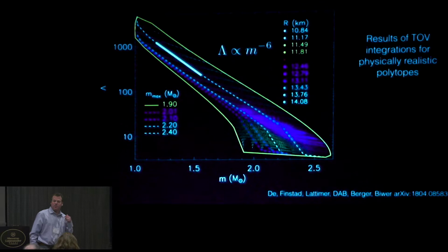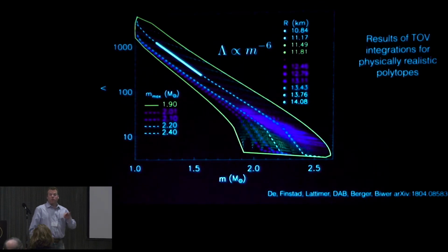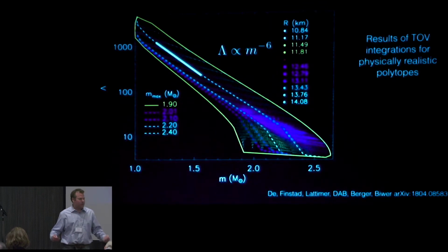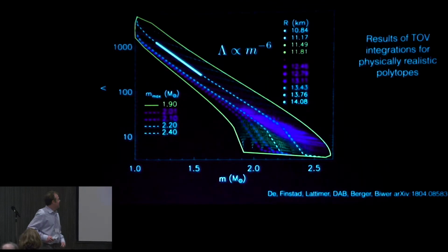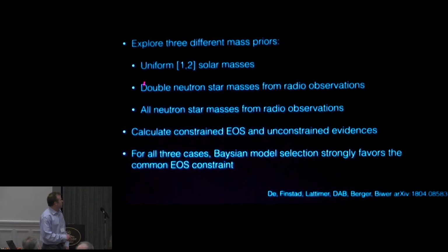So what you can do is you can impose a common equation of state constraint, where we said, we don't know what the equation of state is, but let's assume that both neutron stars have a nuclear equation of state that's basically the same equation of state. So we don't know what the radius is, but we'll assume that the radius is basically the same. And we tried a few different things out. This is just justifying the equation of state constraint.